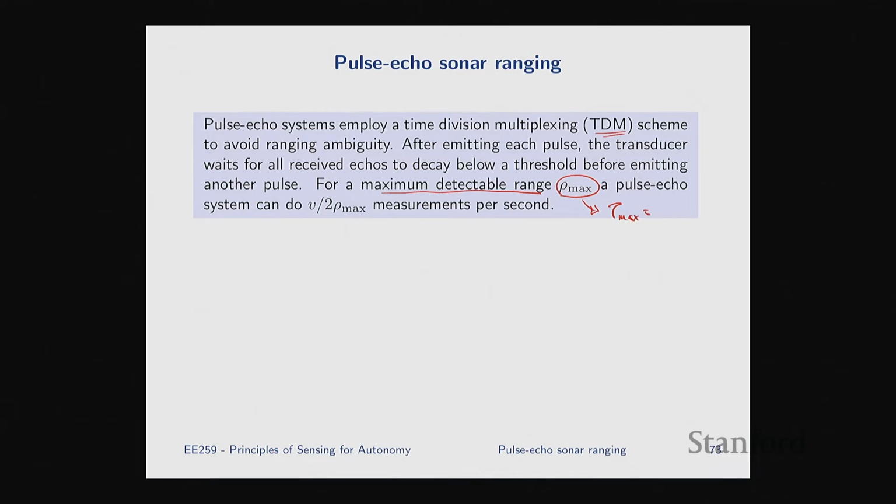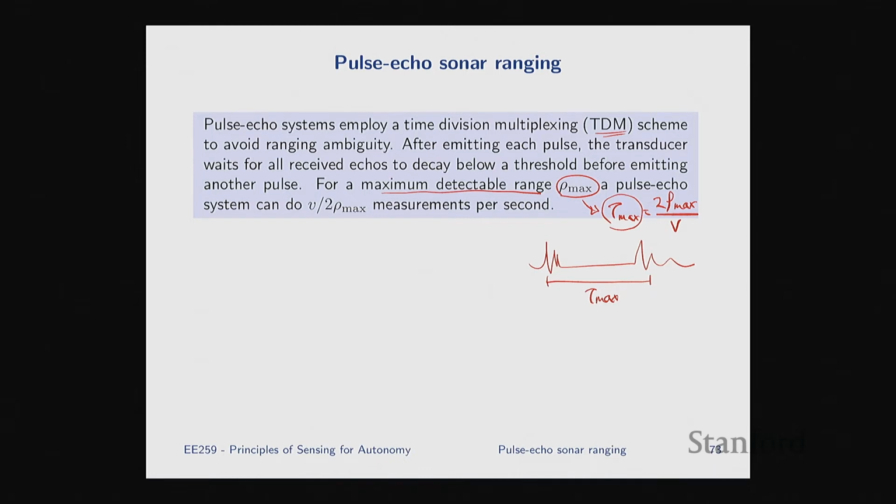So if that's your rho max, the round trip delay for that range, your tau max, is equal to what? It's 2 times rho max divided by the speed of sound, v. So that's the maximum round trip delay time that you have. And this is how much you want to wait after sending each pulse. So between the pulses that you send, you want to wait a tau max to make sure all the echoes are back.